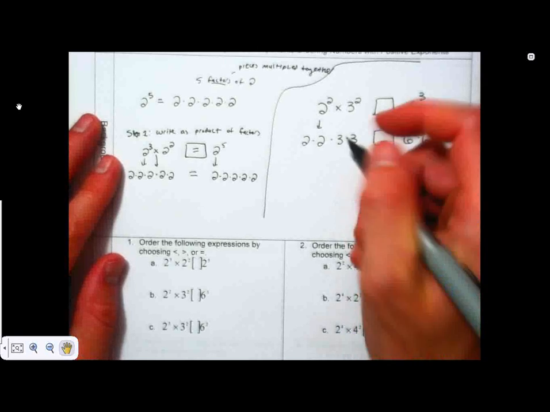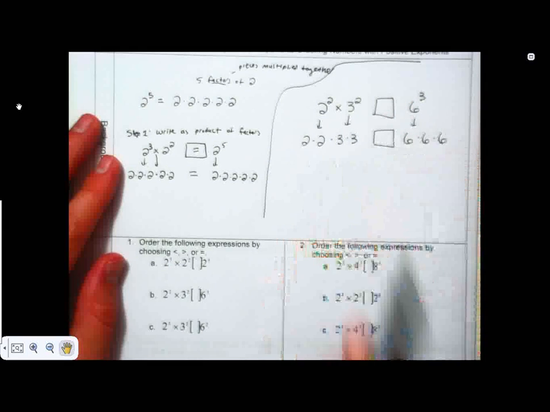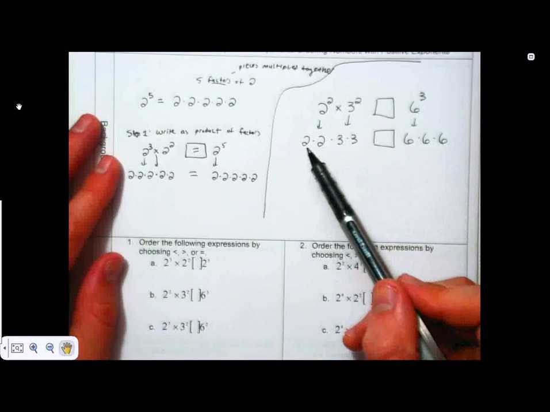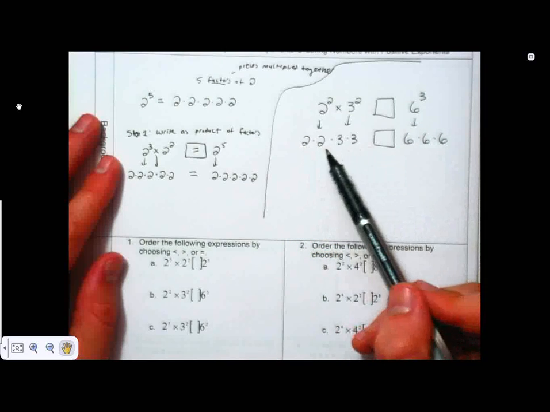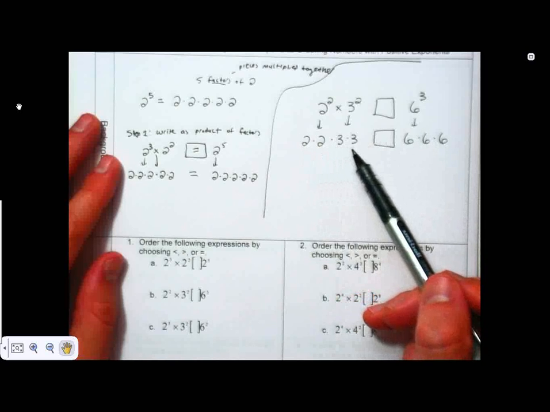Well, since I have 6 on one side and 3's and 2's on the other side, I want to try to compare like factors. So the question is, I have 2 choices. I can either try to break these down into 2's and 3's, or I can try to make these into 6's somehow. Well, I'm going to opt for making these guys into 6's.